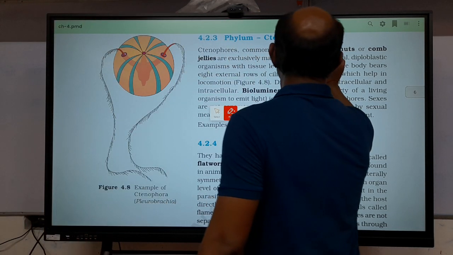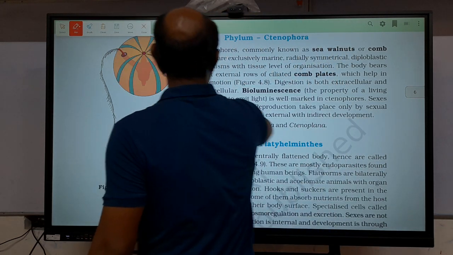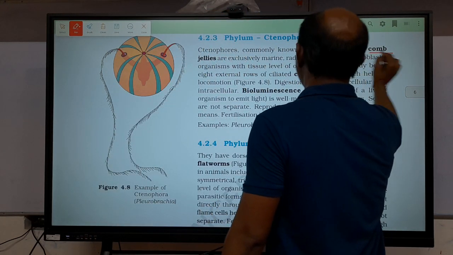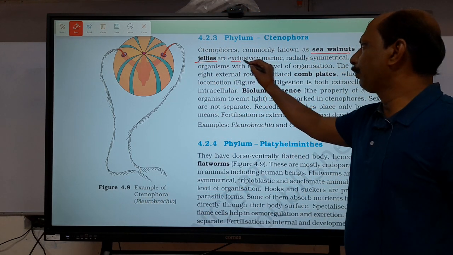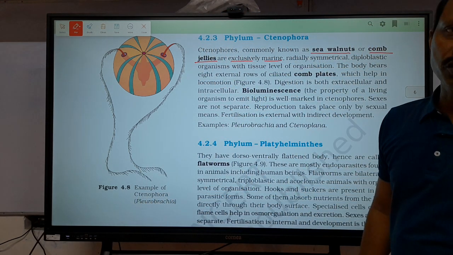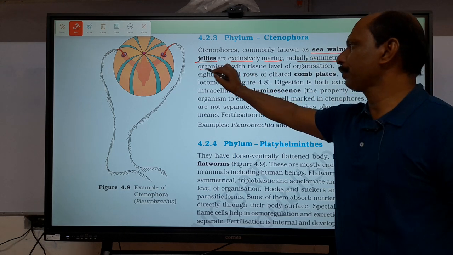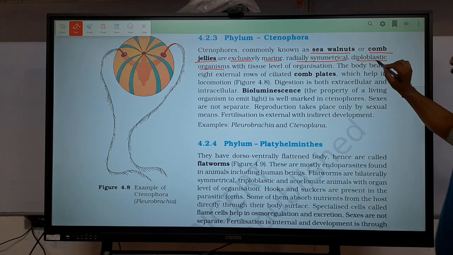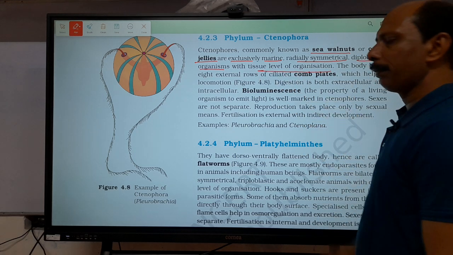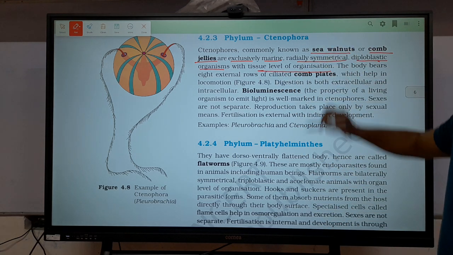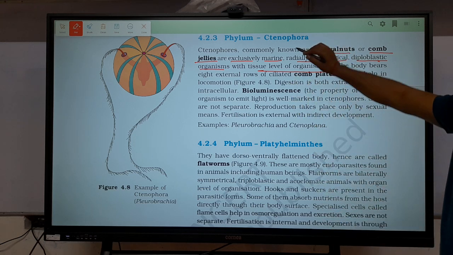This is commonly called sea walnut or comb jellies. They are exclusively marine; no freshwater animals are there. Radially symmetrical diploblastic organisms, only endoderm and ectoderm is there, with tissue level of organization, the same as Hydra. These are the similarities present in Coelenterates, Cnidarians and the Ctenophora.